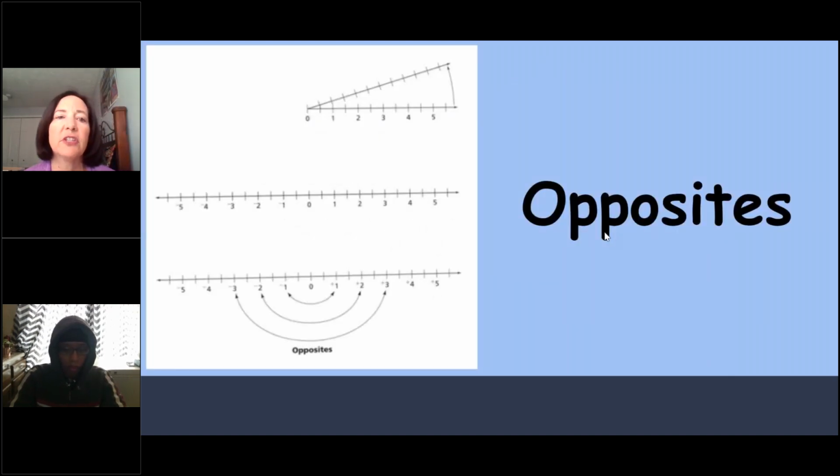This was an illustration that I found in the packet, that pre-algebra packet. And it's got the same illustration of the opposites down here, but they're showing you that if you were to fold over the number line at the number 0, the opposites would all exactly match up.